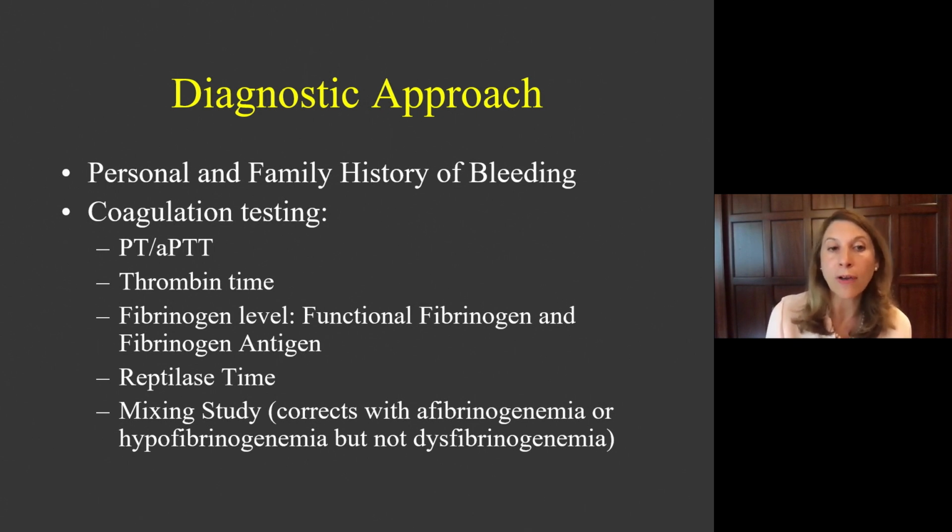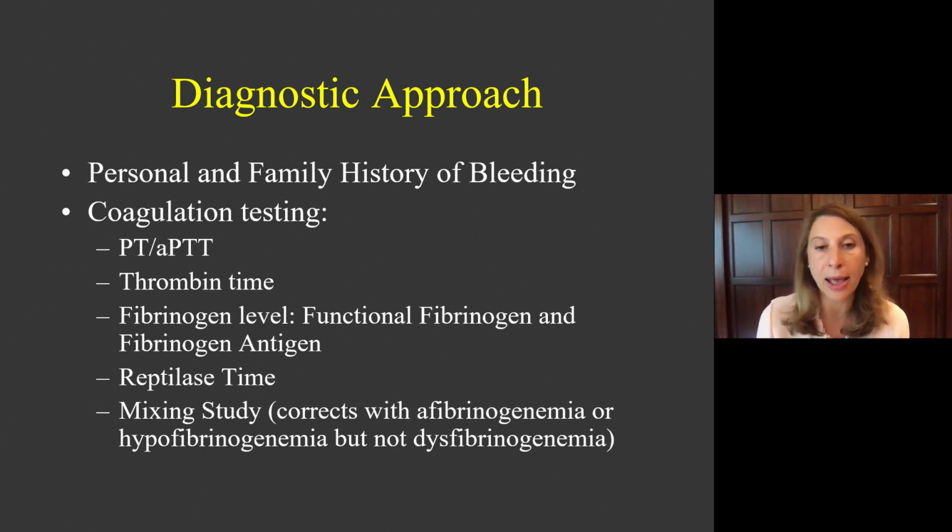You can also order a fibrinogen level, a functional fibrinogen, as well as a fibrinogen antigen, and then something called a reptilase time, which is very similar to a thrombin time. It's used to detect deficiency or abnormalities in fibrinogen. Reptilase is an enzyme found in snake venom that behaves very similar to thrombin. It splits the fibrinogen into fibrinopeptide A, but not B, and again leads to fibrin polymerization. Unlike thrombin, however, reptilase is not inhibited by heparin.